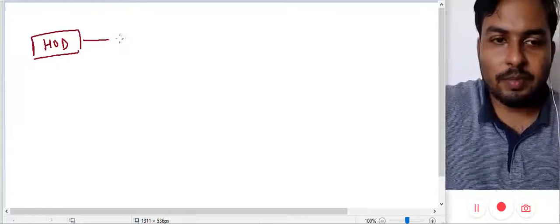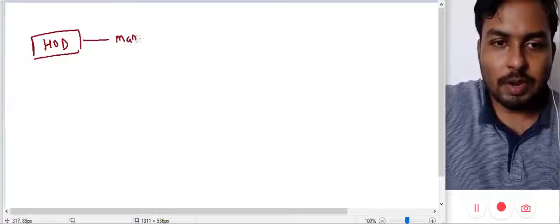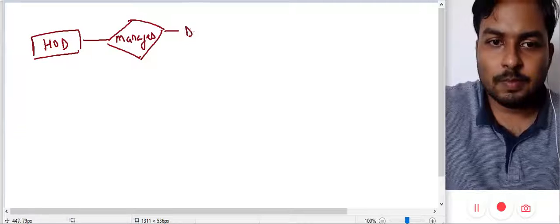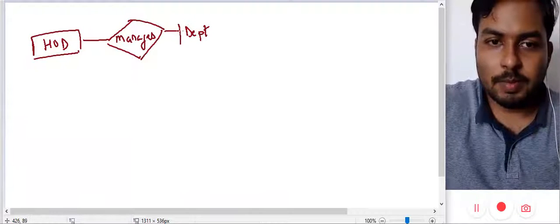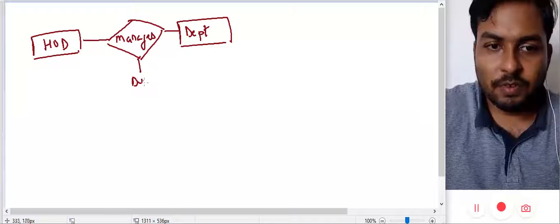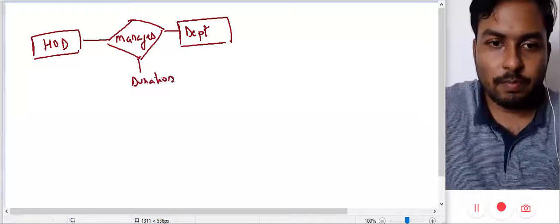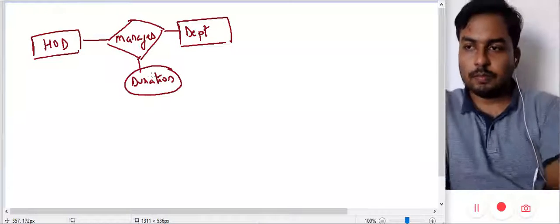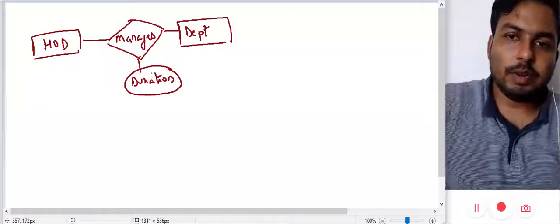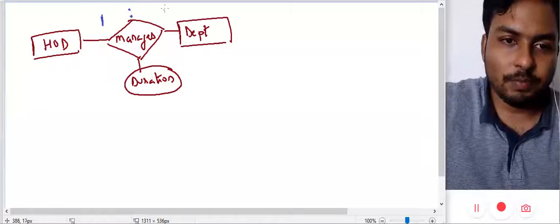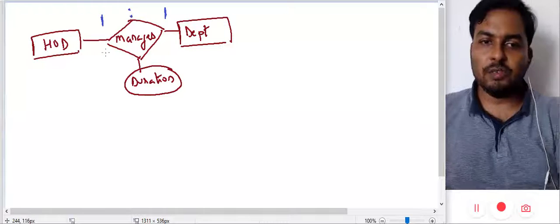So every department will have a HOD, head of the department. The head of the department manages the department. There will be a certain time for which he will be managing. Maybe he is managing for 2 years, maybe 3 years, right? So what kind of relationship will it have? It will be 1:1 because every department will have one HOD, and the HOD will be for one department.